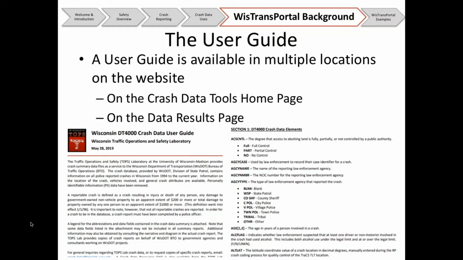It also says on the first page what is a reportable crash and what the information is there, so you can go ahead and use this. This is really helpful if you are doing crash data analysis for other folks and you want to provide them some more information. Whenever we give out data requests, we give them this information as well.